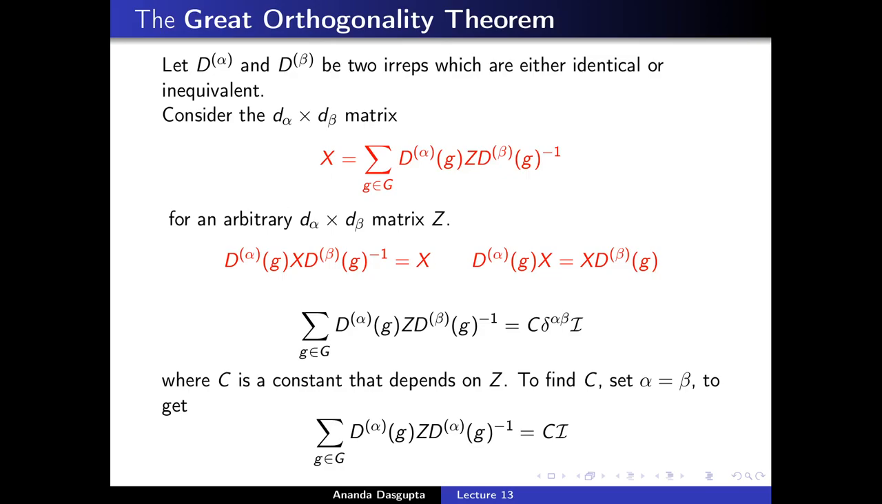The next step would be to take the trace of both sides. Now, if you take the trace of the right hand side, you'd obviously end up with capital C, the constant, times small d alpha, the dimensionality of the identity matrix. What about the left hand side?